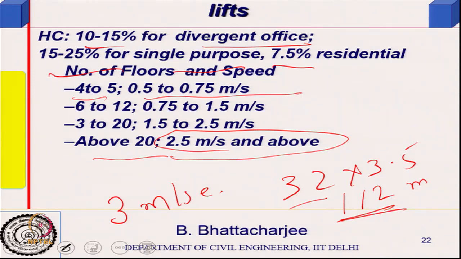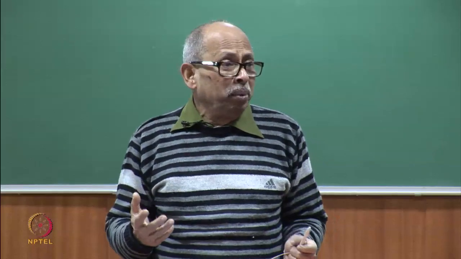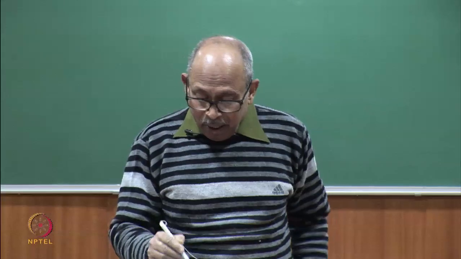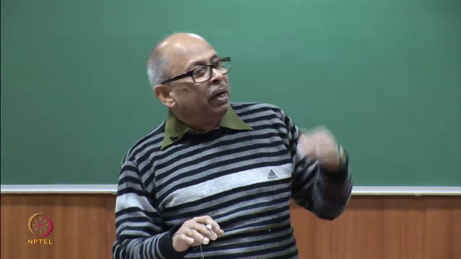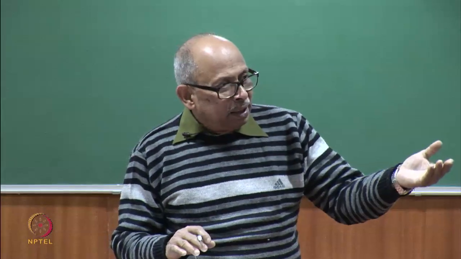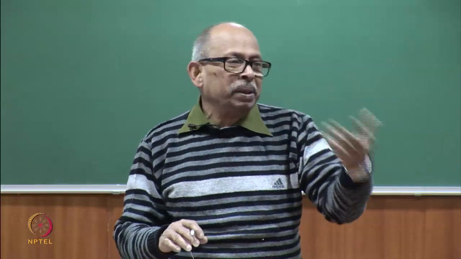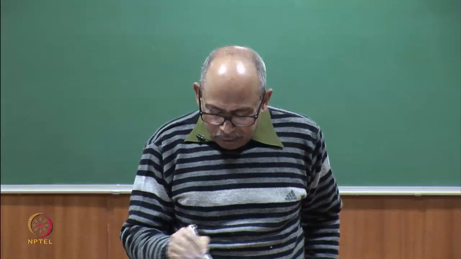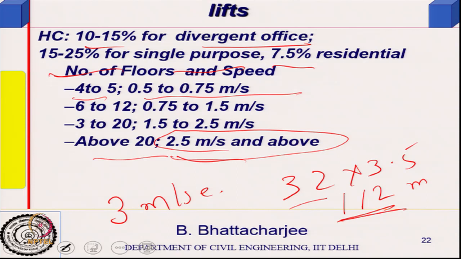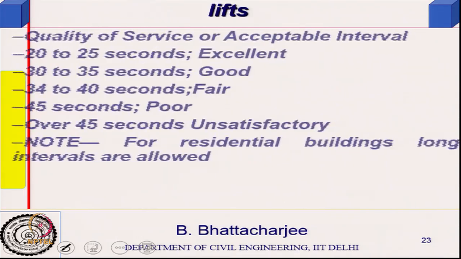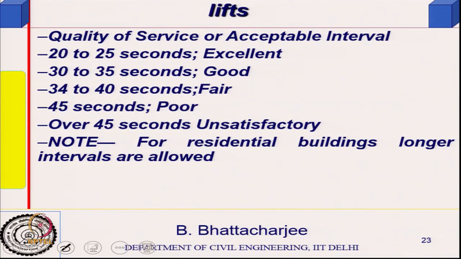People will not mind 30 seconds, but if it takes about 5-6 minutes, people will get actually disturbed. So you can plan that way, that it doesn't stop anywhere, it goes straight up to the 32nd floor, and then of course it goes as a passenger lift, that's fine. So that's why the speeds are of this order, and I have given the handling capacity.